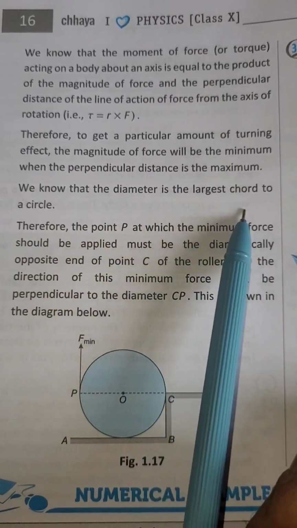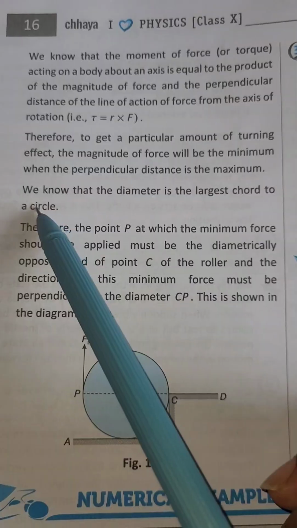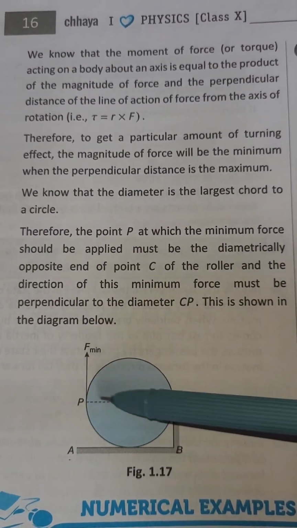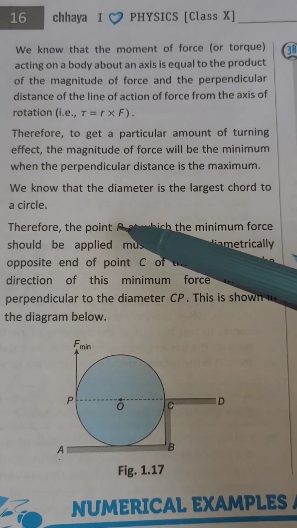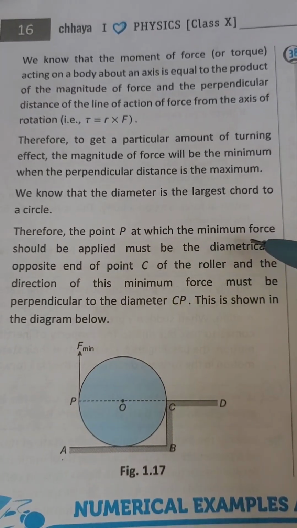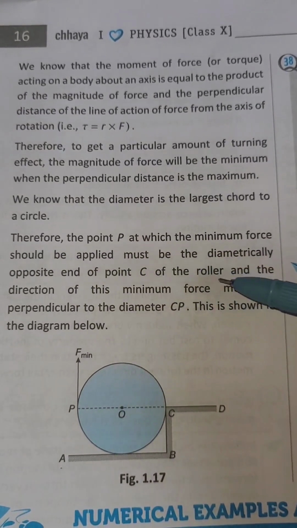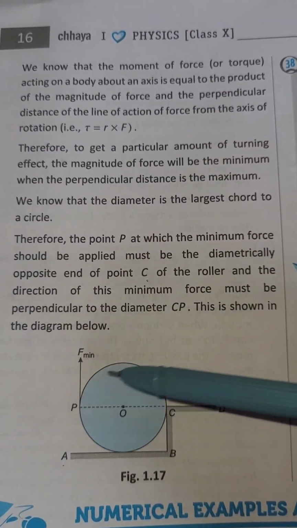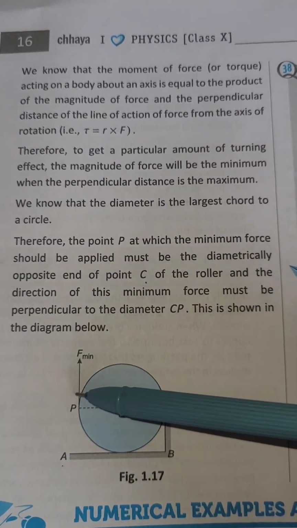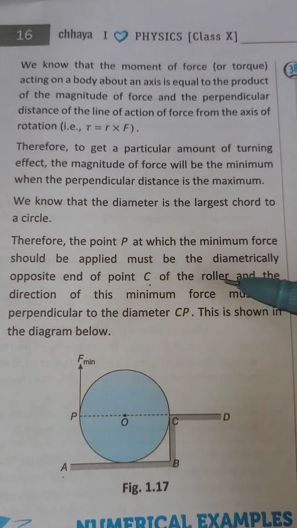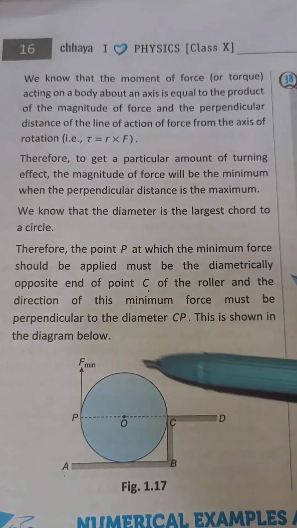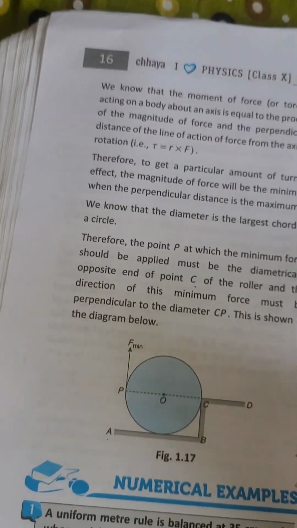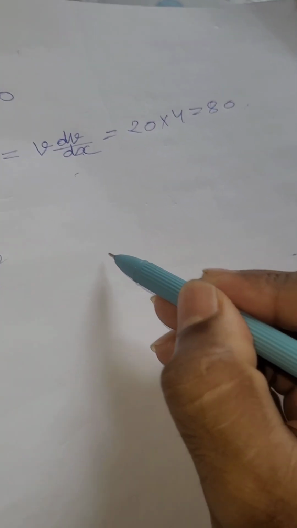We know that the diameter is the largest chord in a circle. What I said before. Largest R, maximum. So therefore the point P at which the minimum force should be applied must be diametrically opposite to the C. That means P. Diameter means the whole thing, 2 times the radius. So direction of minimum force must be CP. See? Very easy. Last question of this chapter.